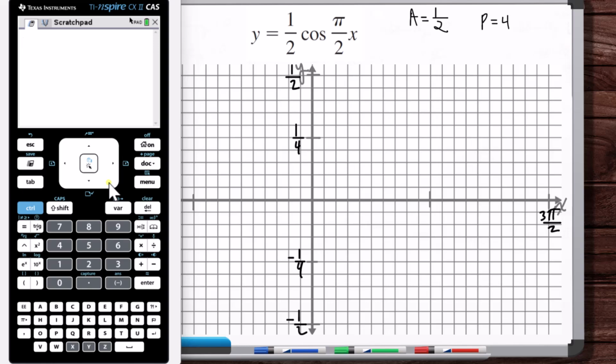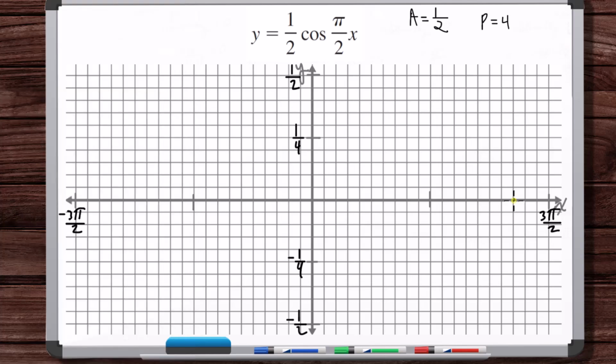So let's see, 3 pi over 2. Okay, it's a little bit over 4. Now divided by 20, so each tick mark is that much. So now this minus 4 is what? How many tick marks is that? About 3. So you go 1, 2, 3. There's the period.